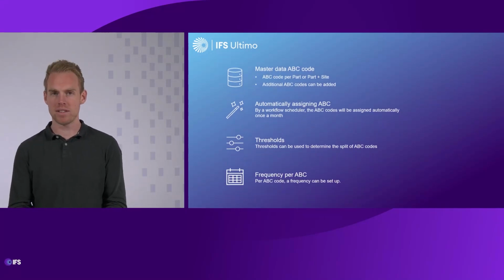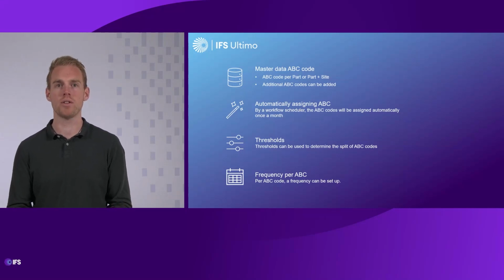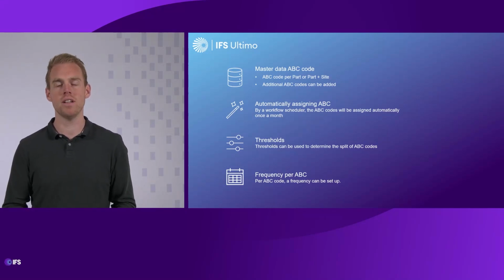And the last thing of ABC codes is that we have added a frequency. So per ABC code, you can add frequency. The A articles, the most important articles of your organization, you can assign with an A, and you say, I want to count this A category items every month. And for B, every 6 months, and C, every year. And you can change that in the master data screen.